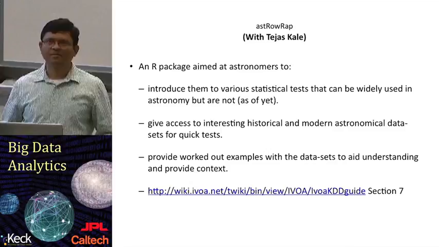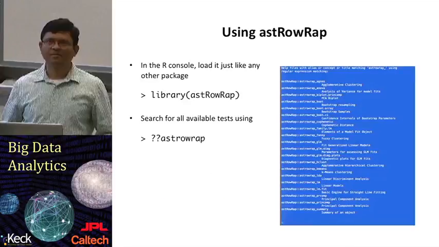Using AstroWrap, like everything else in R, is fairly straightforward. In the console, you would load the library simply by saying library(AstroWrap). Here, both the Rs are capitalized the way they are for R. Once you have done that, you can use the standard question mark AstroWrap to figure out which packages are available within AstroWrap. There is a list of different statistical tools, and a one-line description for each of them is given. Don't try to read what you see on the right, because that's too long a list.